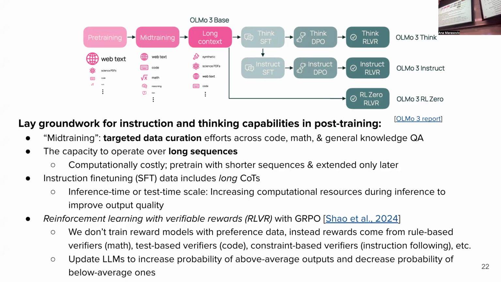And GRPO is an algorithm for training models with these rewards. I'll just give you a high level intuition of how it works. It basically generates responses from the model.